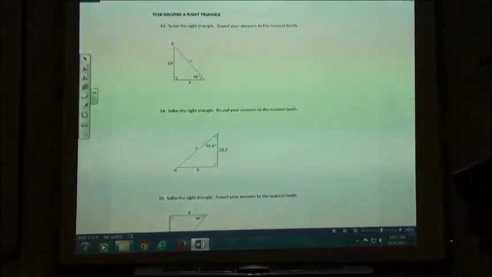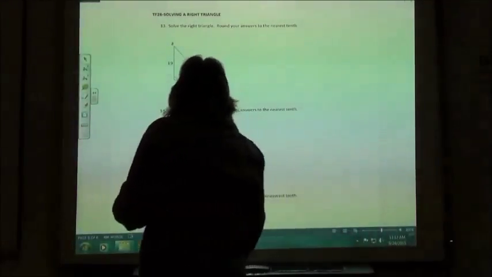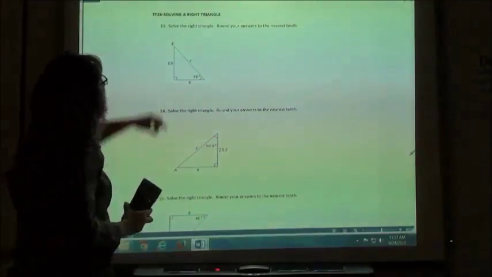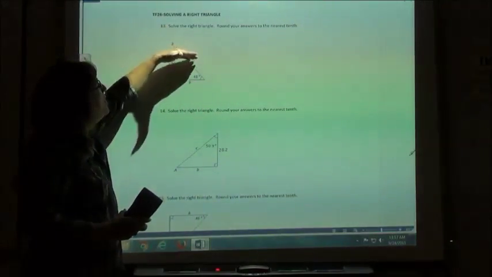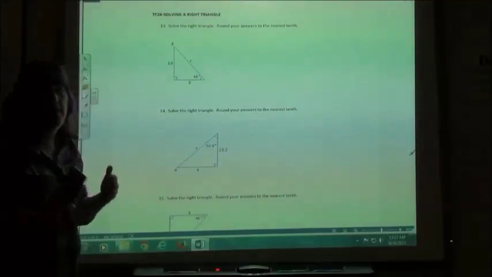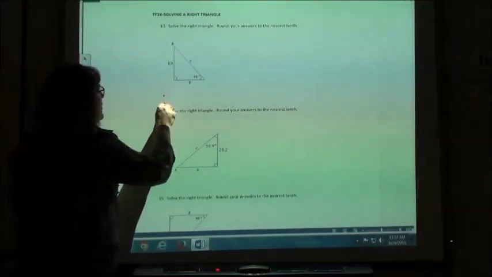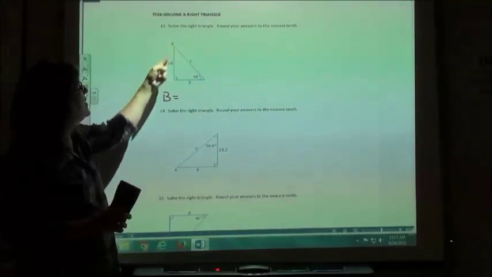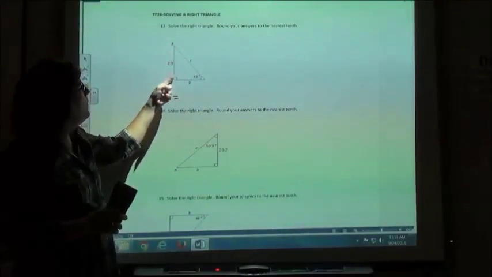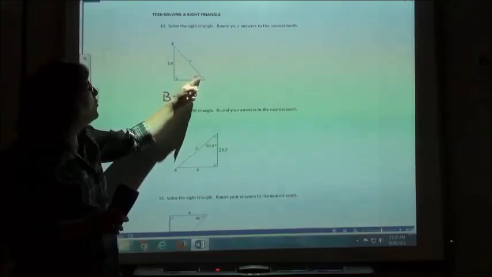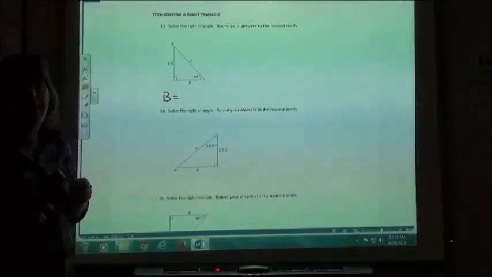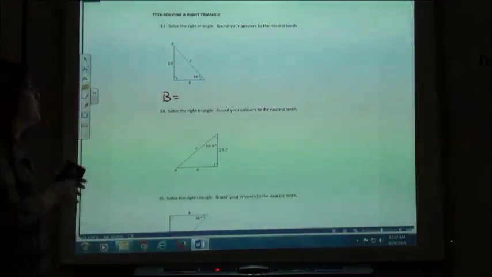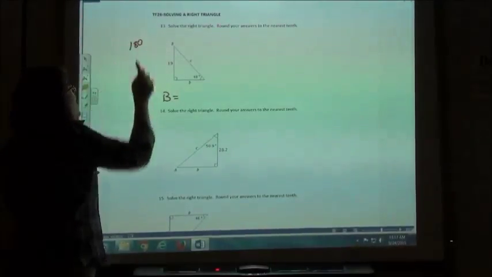(13, 14, 15), we're solving a right triangle, and they're actually going to have you solve for the missing angle and then the two missing sides. On the missing angle, B, what we need to know is that if I add all three angles in my triangle, it adds up to 180 degrees. All three of them add to 180.